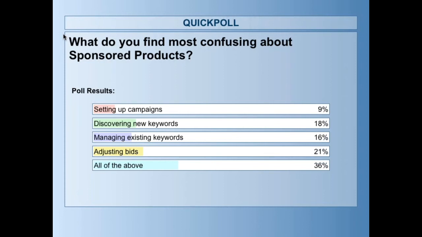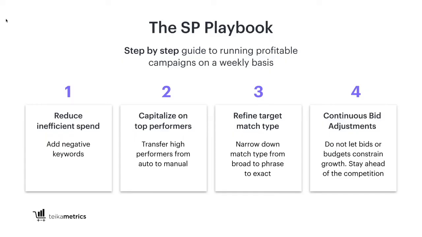Number two is capitalizing on top performers. So once you've eliminated that waste, you want to continue to capitalize or exploit those top performers. So moving things from automatic to manual so you can adjust those bids at the keyword level. And then your work's not done there.